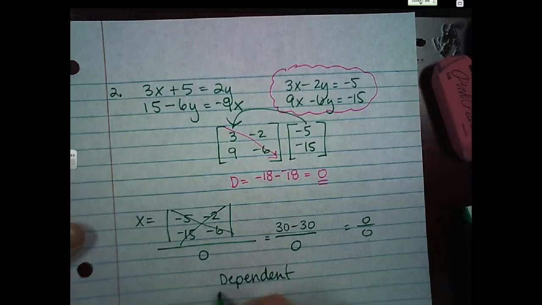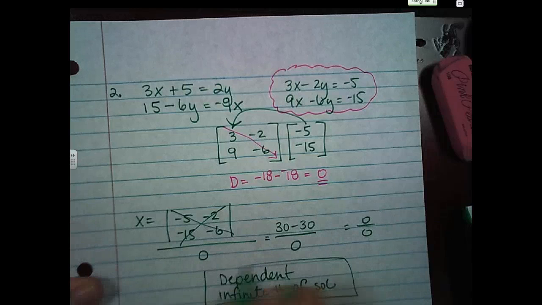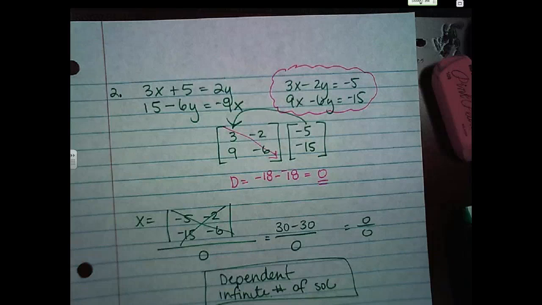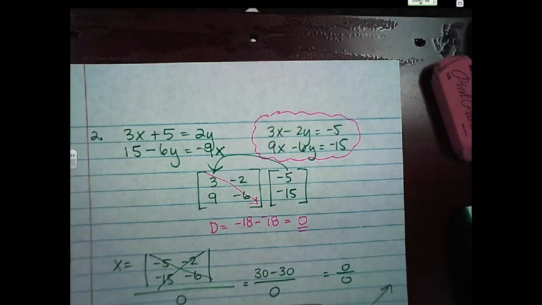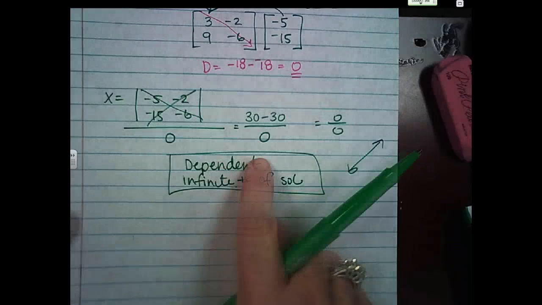It has an infinite number of solutions. Somebody asked me earlier if they could just write all real numbers. You can't write all real numbers. Think about a line, okay? If you have a line here, let's see if you can see that. Okay, there we go. Dependent, infinite number of solutions.